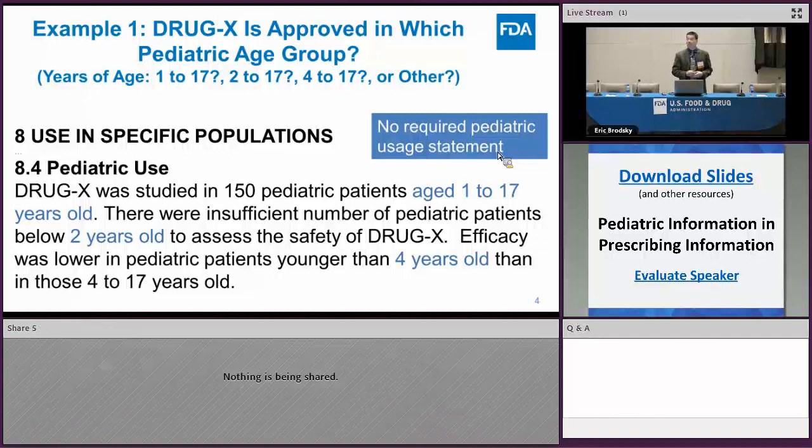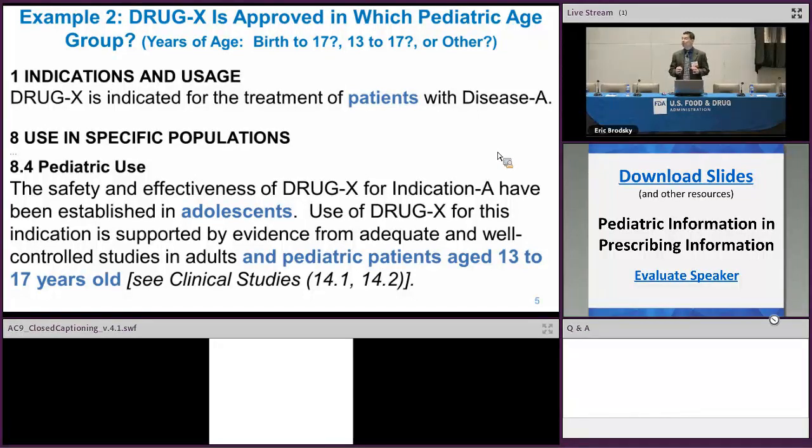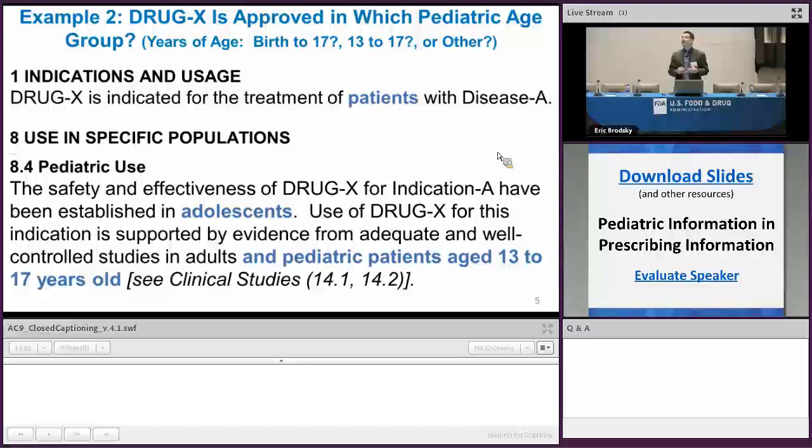In this next fictitious example, looking first at the Pediatric Use subsection, it has a pediatric use statement, and it also has a basis of approval statement. Just looking at subsection 8.4, it looks like this drug is only approved in adolescents. However, if you look at section 1, it seems like it's approved for a slightly broader population, potentially all pediatric patients. So there's an inconsistency with respect to pediatric use in subsection 8.4 and section 1.